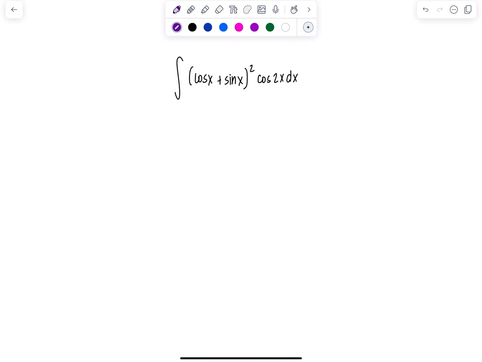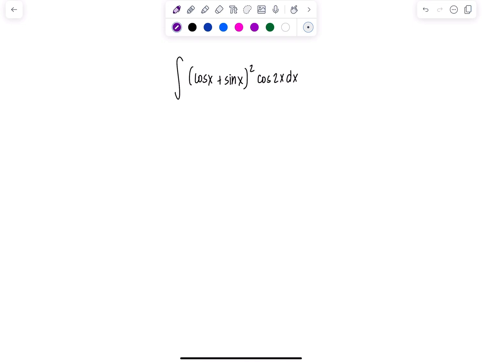We have an indefinite integral of cosine x plus sine x quantity squared times cosine 2x dx. And just as a heads up, you really don't need any fancy integration techniques besides u substitution if you choose. You just gotta know your trig.